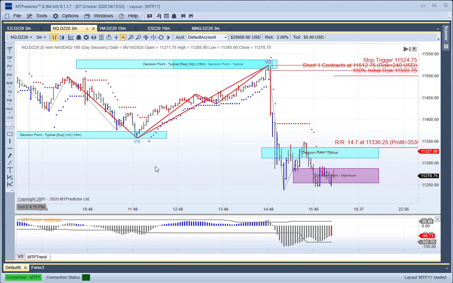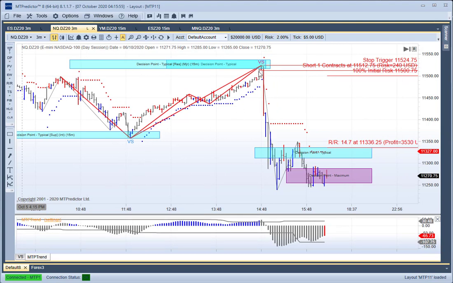So a really good day for MTPredictor yesterday, and a particularly good example of our VS or volume spike setups that, as you can see, caught two very, very nice trades yesterday.